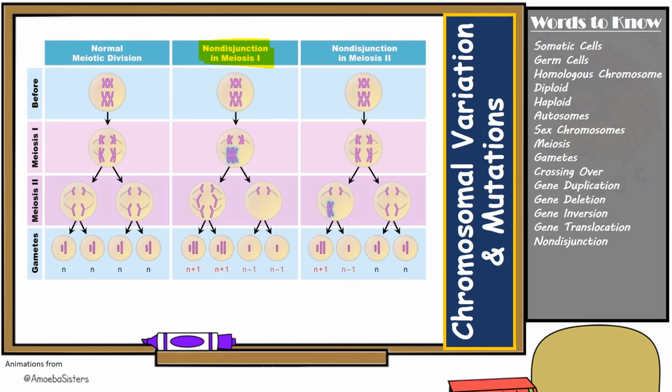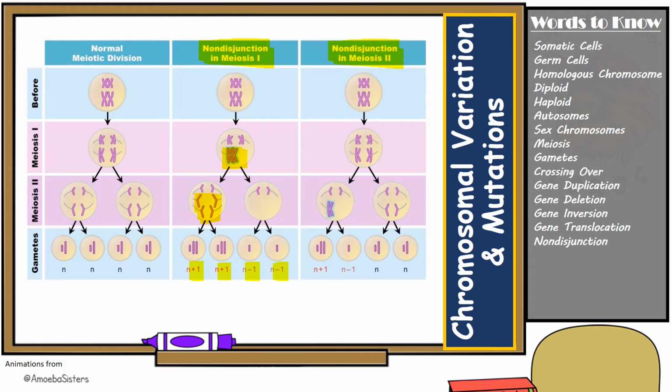The first is a nondisjunction of homologous chromosomes during meiosis. Basically, the homologous chromosomes don't separate for whatever reason, resulting in one of the cells having an extra chromosome and the other having one less at the end of meiosis 1. Then, once meiosis 2 is complete, all gametes produced will either have extra chromosomes or be missing chromosomes.